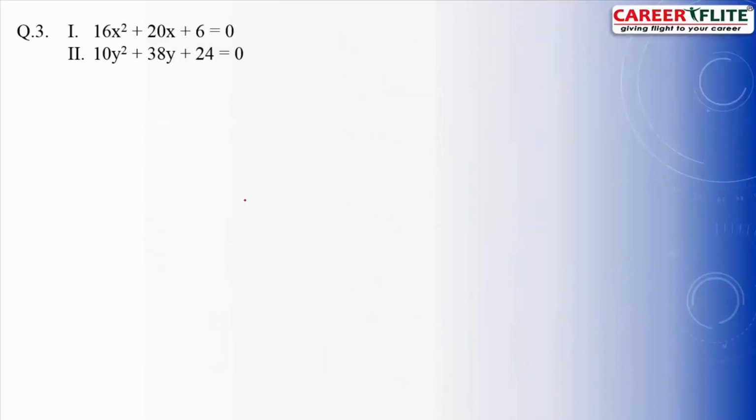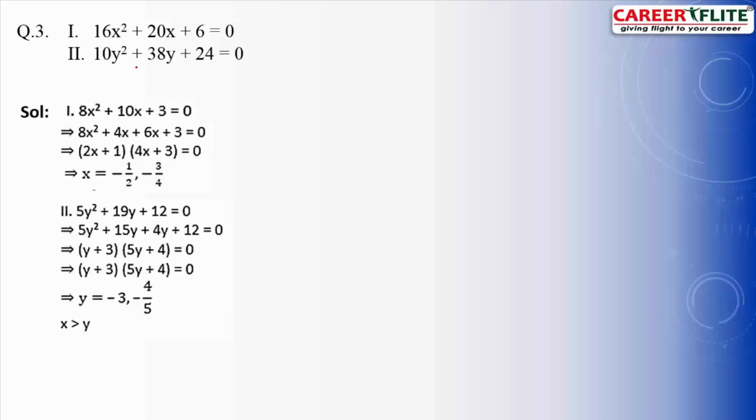So in this question we have 16x square plus 20x plus 6 equal to 0. The second equation is 10y square plus 38y plus 24 equal to 0. This we can do by two methods. I will do it by the short trick method, and there is a conventional way method. So you can see it in the solution. Let's proceed to the solution. In the solution you can see the conventional way method.